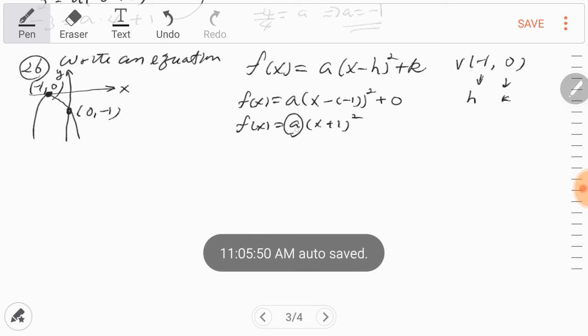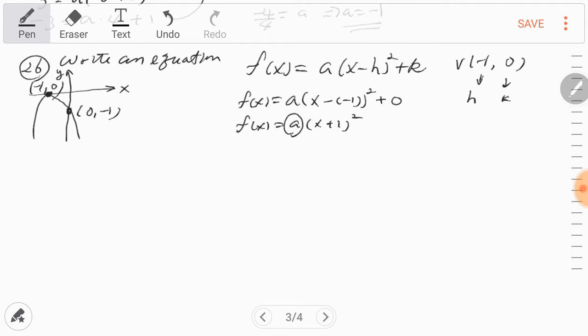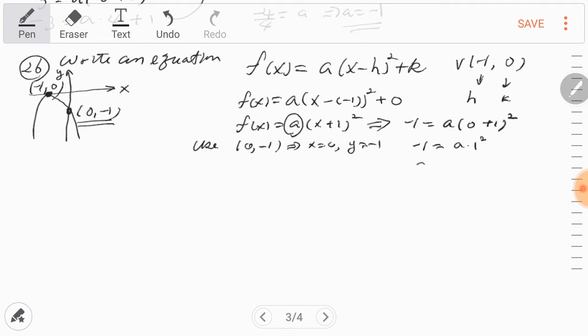How do you find a? Use another point, which is the y-intercept. So x equals 0, then y is negative 1. Use this point. That means x equals 0 and y equals negative 1. So from here, negative 1 equals a times 0 plus 1 squared. Then negative 1 is equal to a times 1 squared. So a equals negative 1.